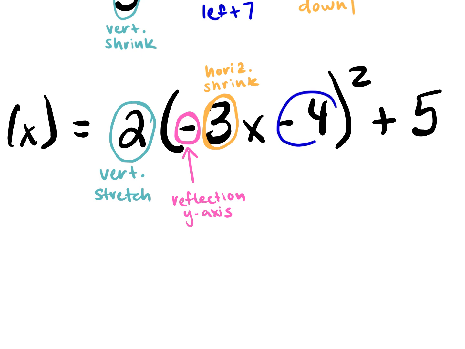And then when we subtract 4 on the inside, what direction does that move our graph? Right. To the right 4, perfect. And then when we add 5 on the outside, what direction does that move our graph? Up 5. Awesome.